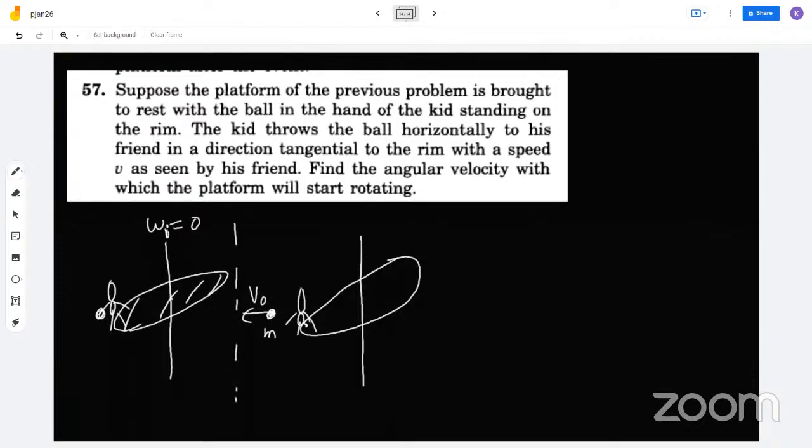As soon as he throws it backward, which side will the platform go, guys? Opposite. Its rotation will be in the opposite sense. So the disk's rotation will be in the opposite sense. So you want to find the angular velocity with which the platform and the kid start rotating. This omega dash you want to find.